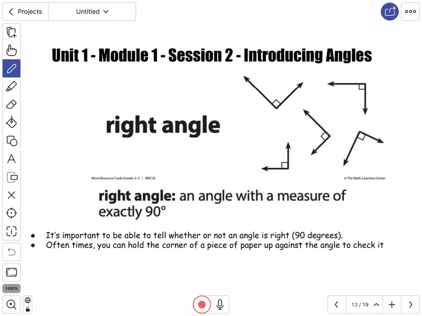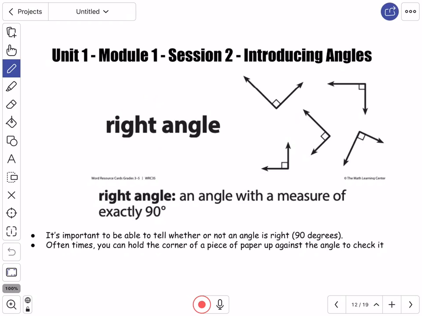Think about a cute little angle, okay? So 1 degree would be considered an acute angle, and 89 degrees would be considered an acute angle, and anything in between there. For a right angle, that's an angle with a measure of exactly 90 degrees.